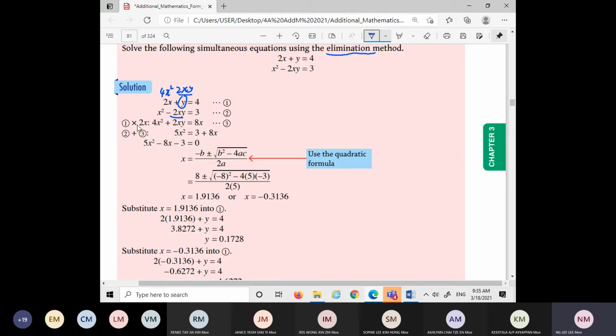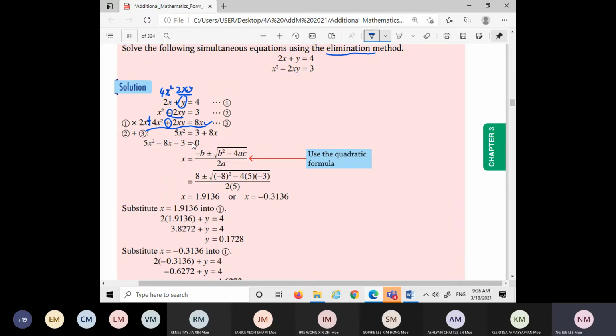Okay, so first step, the first equation times 2x, so this is what you get. Then from the second and the third equations, I want to eliminate this term. Actually the purpose is to eliminate the variable y. You see one positive and one negative, so you do plus for the two equations. So you get 5x squared, this one gone. This one is 3 plus 8x. Then after that you rearrange it into one side.